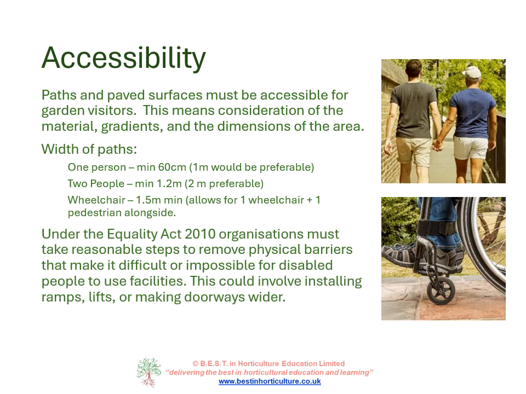Under the Equality Act 2010, organisations must take reasonable steps to remove physical barriers that make it difficult or impossible for disabled people to use facilities. This could involve installing ramps, lifts or making doorways wider. So this is a really important factor to bear in mind, particularly if we're designing for a public space.